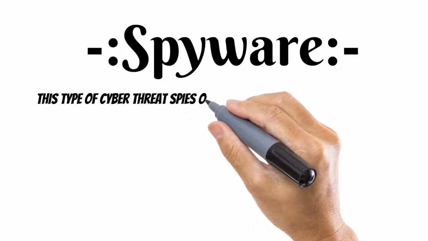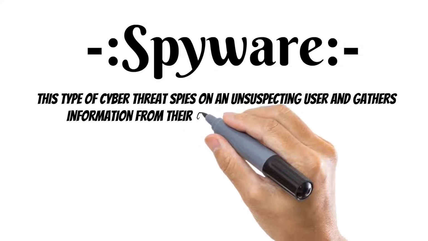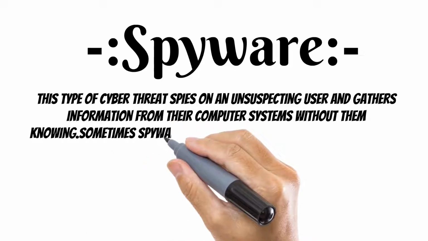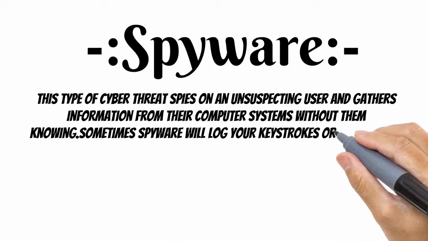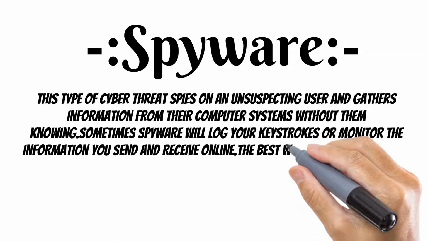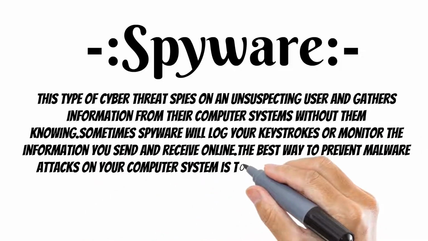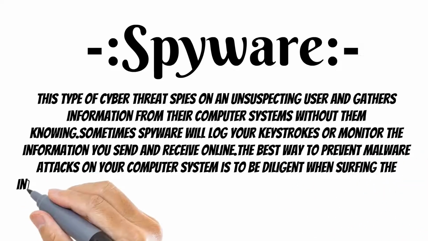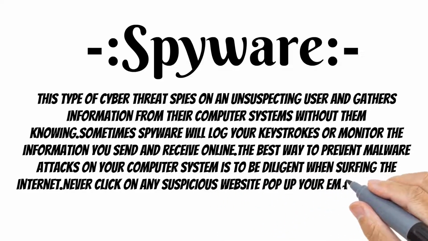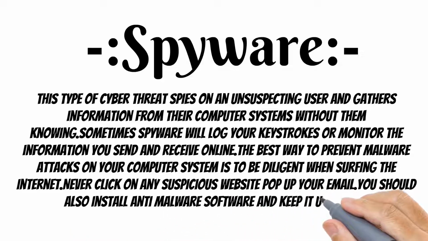Spyware. This type of cyber threat spies on an unsuspecting user and gathers information from their computer systems without them knowing. Sometimes, spyware will log your keystrokes or monitor the information you send and receive online. The best way to prevent malware attacks on your computer system is to be diligent when surfing the internet. Never click on any suspicious website, pop-up, or email. You should also install anti-malware software and keep it up to date.